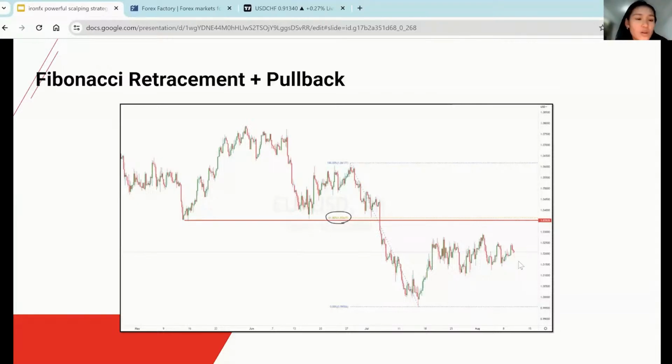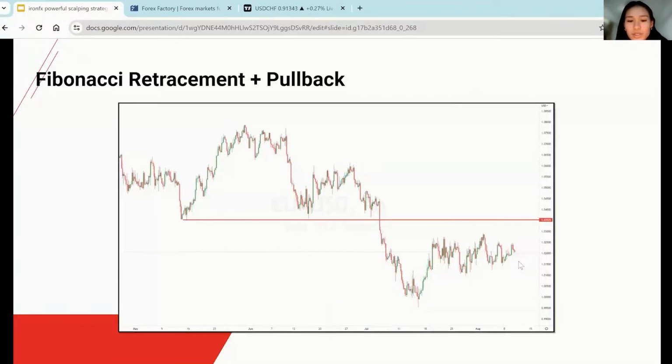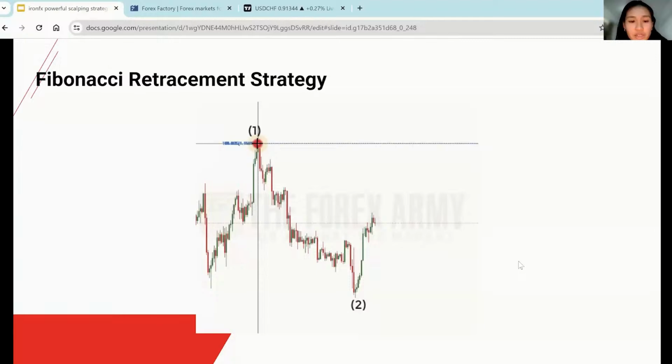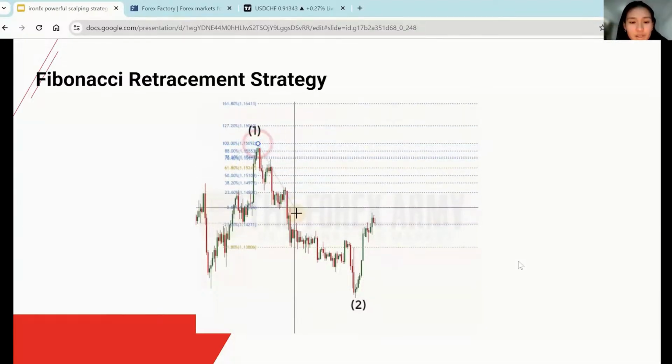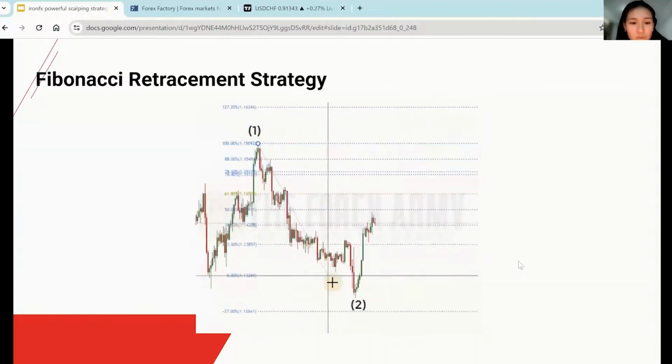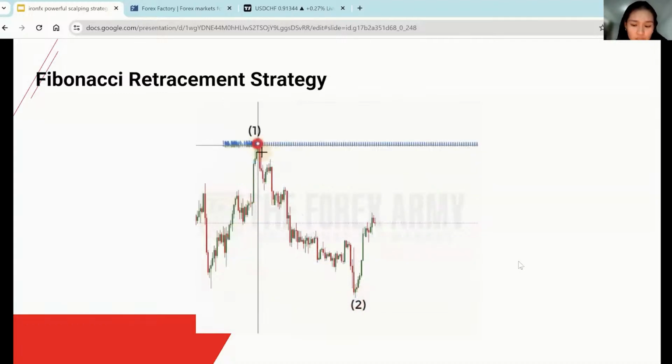I forgot to mention as well, but for Fibonacci retracements, we use the mid-range Fibonacci levels. So 23.6, 38.2, 50, 61.8, and 78.6.